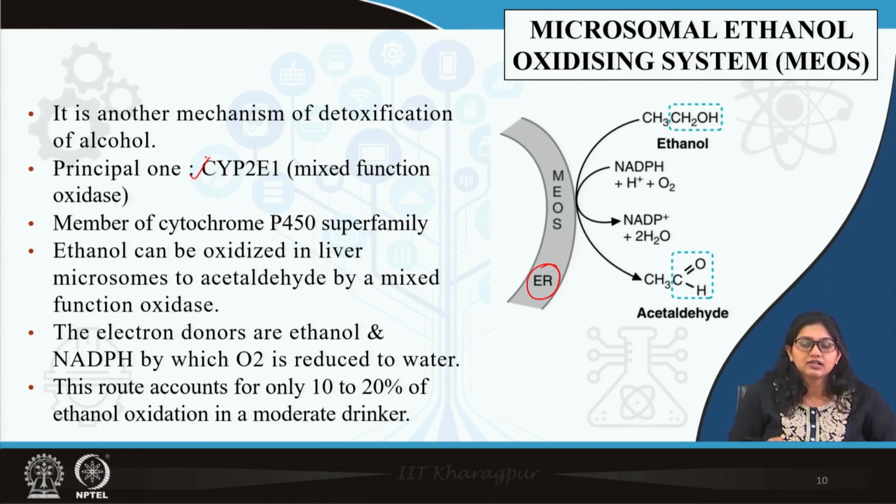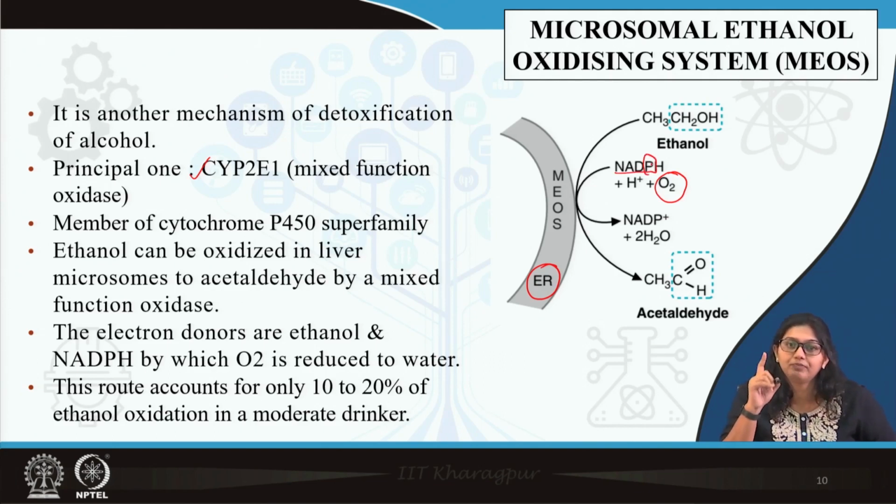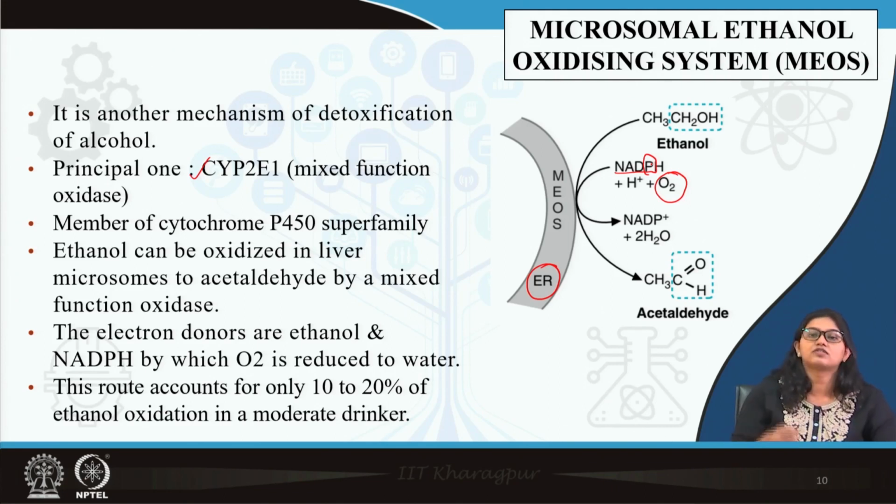function oxidase. Now, what is the typical characteristic of this MEOS system where ethanol is converted to acetaldehyde? Here one important thing is molecular oxygen, and another important thing is NADPH. It is not NADH, it is NADPH. NADPH is utilized as electron donor and molecular oxygen is the oxidizing agent here. So, this is the difference with alcohol dehydrogenase induced ethanol metabolism. Only 10 to 20% of ethanol oxidation occurs this way in moderate drinkers. Normally, ethanol is converted to acetaldehyde via alcohol dehydrogenase in liver.